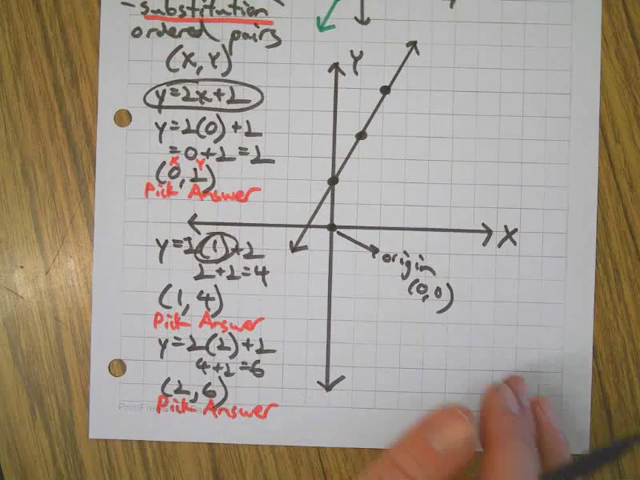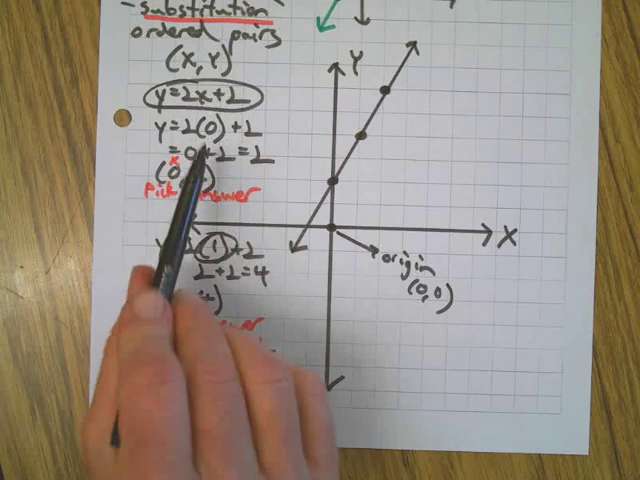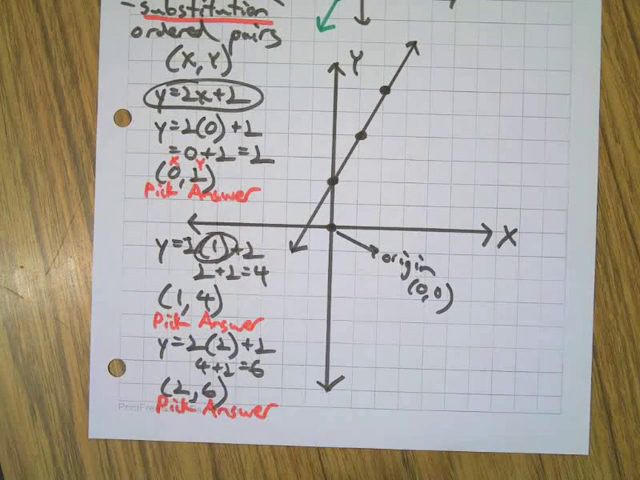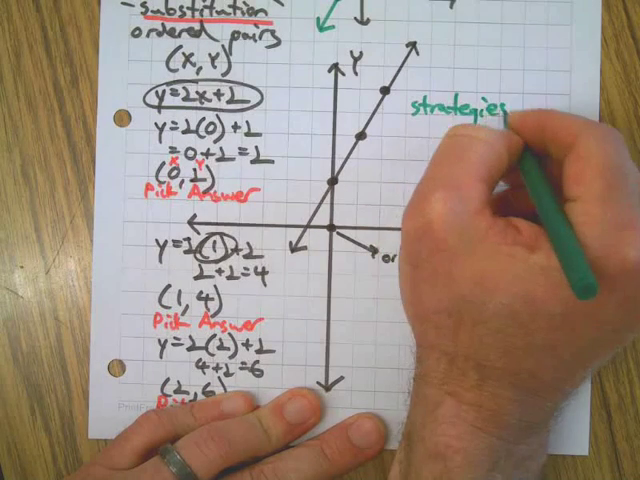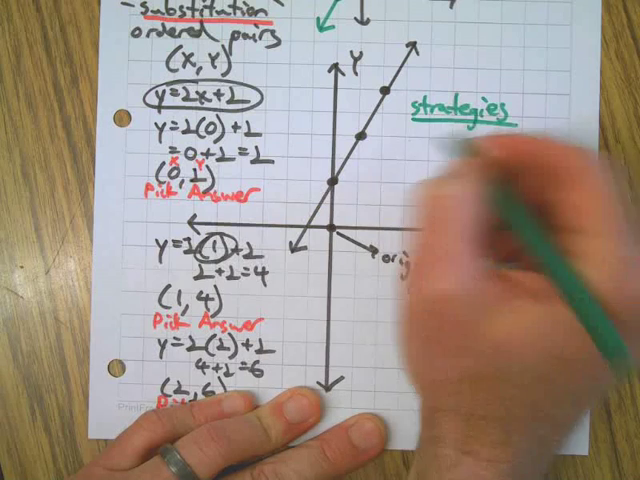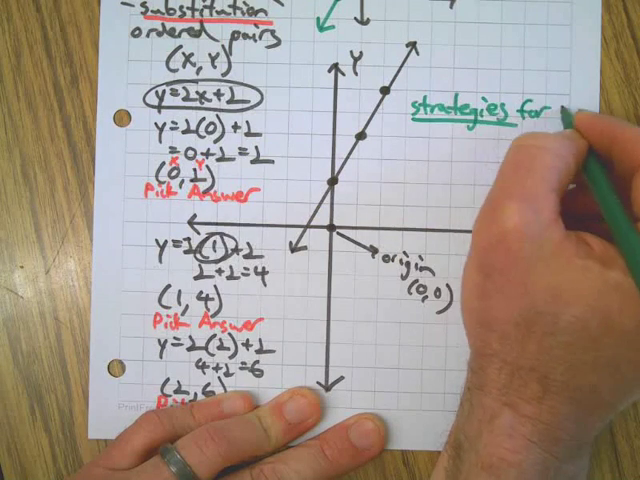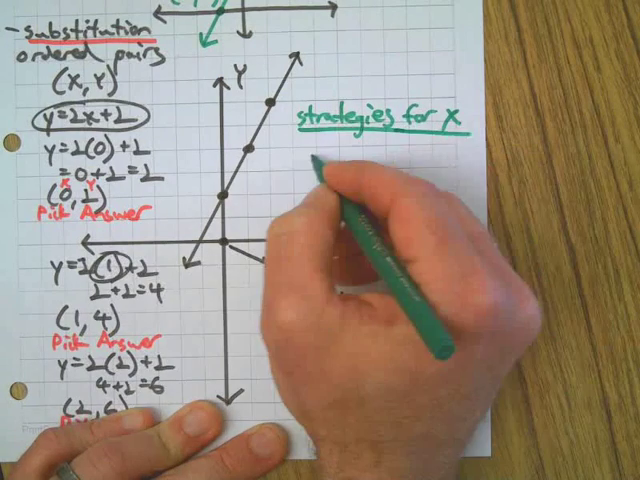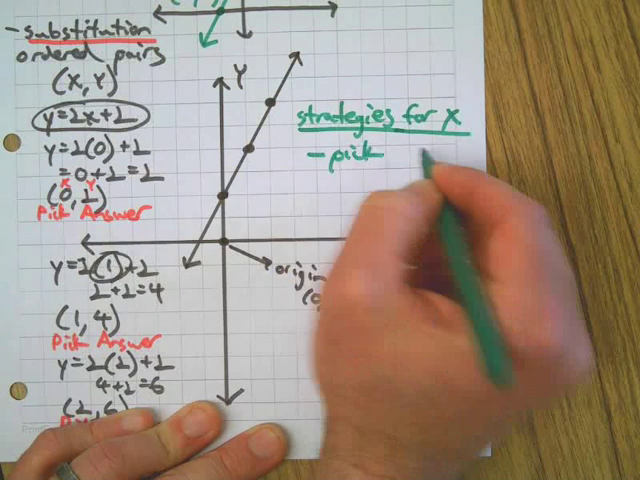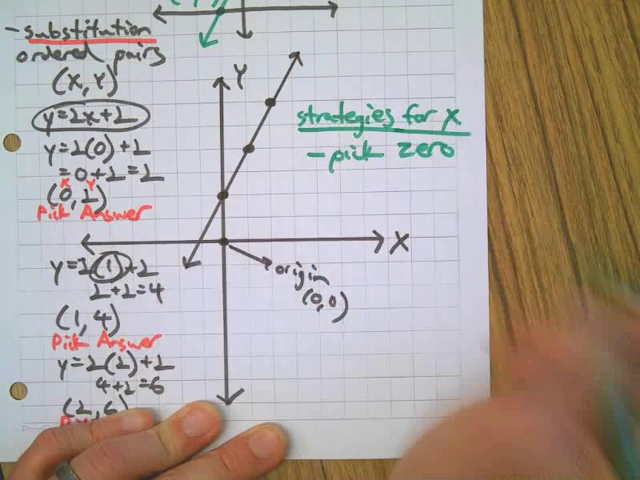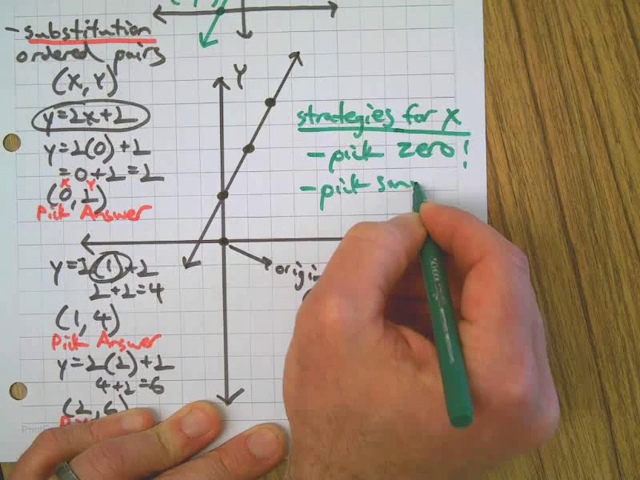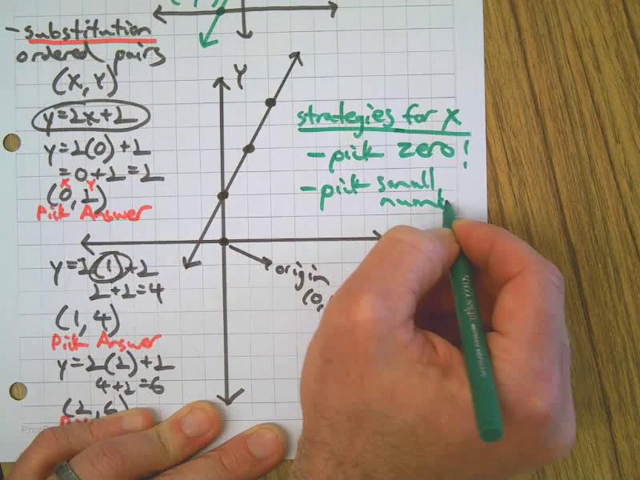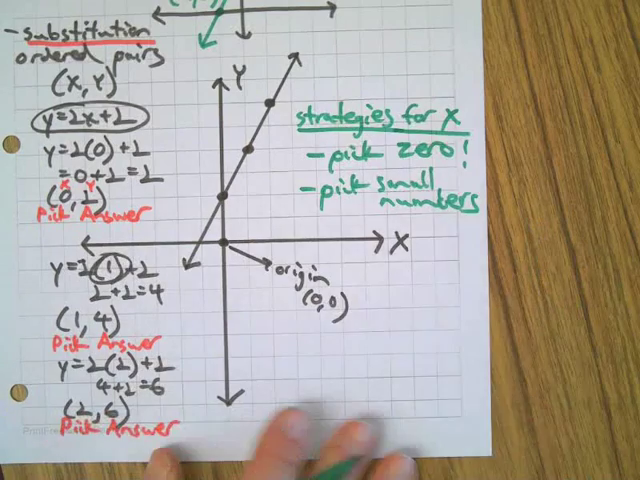Now you might have noticed over here, even though you can pick any number you want, it makes sense to do these things. Here's a couple of strategies for you. And we'll do a couple more examples and we'll be done. Strategies for picking x. Pick 0. And pick small numbers. Those are my strategies. Okay?